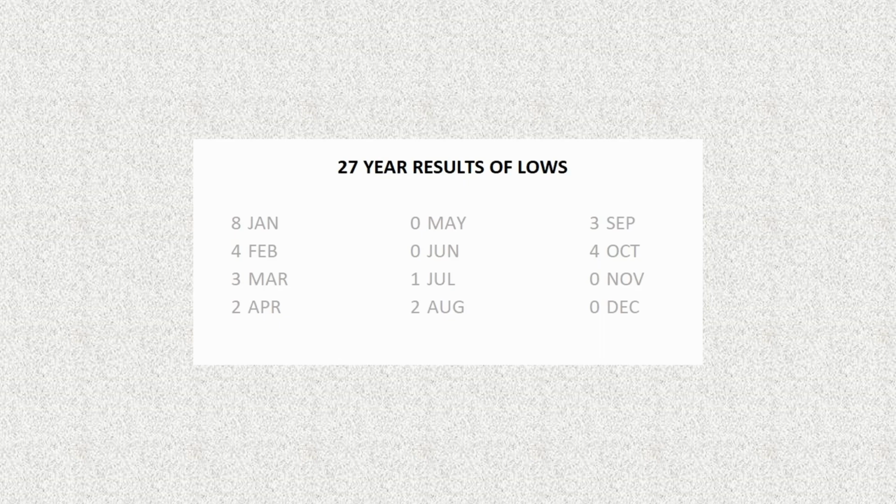27 years of results on the lows fed into monthly bins yield these numbers. May, June, July, hardly anything happening. January, February, and October are of significance.